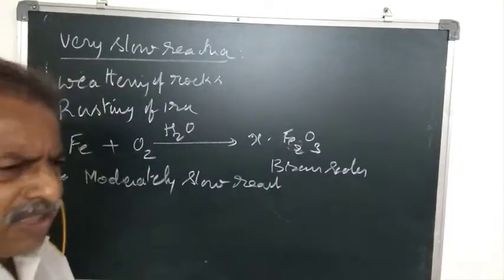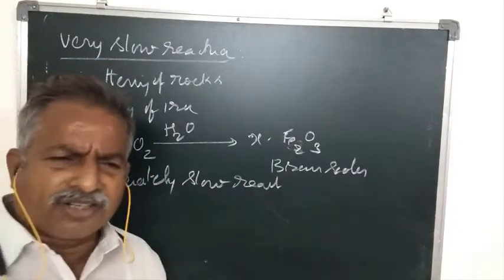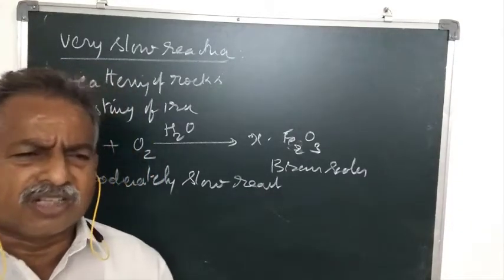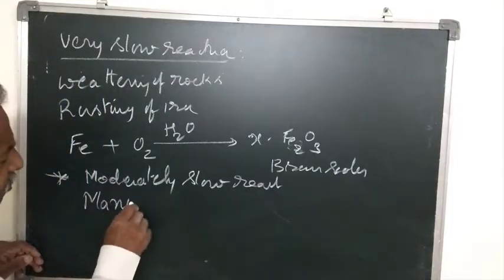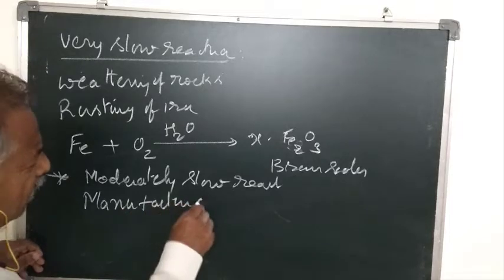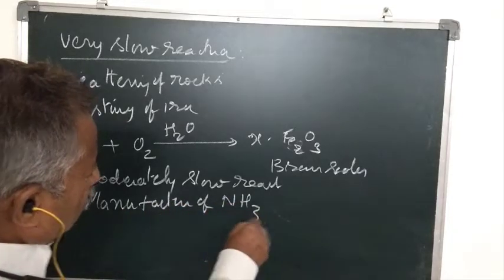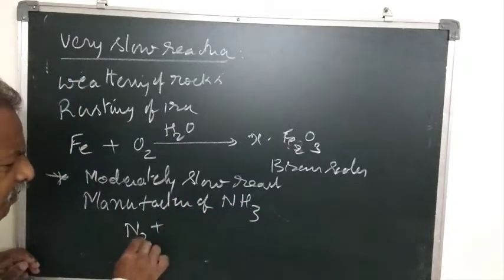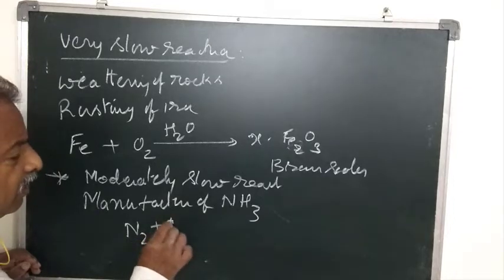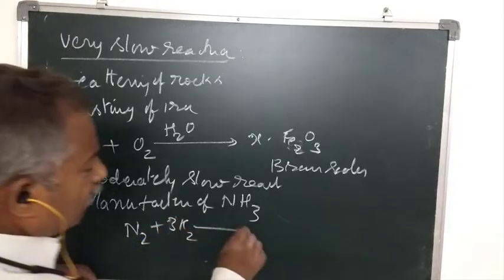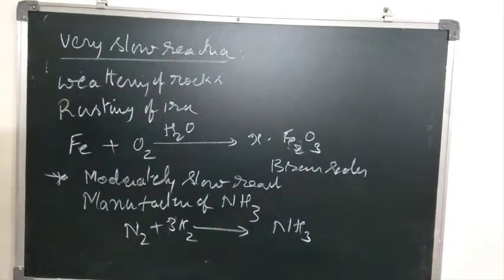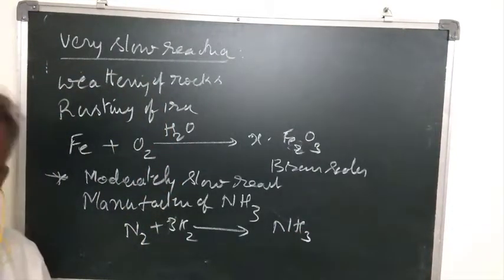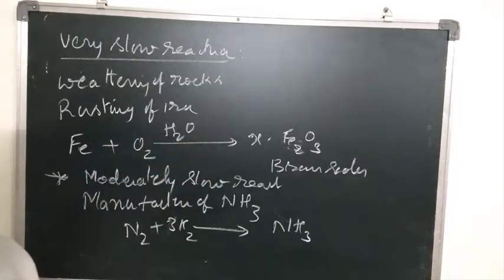Moderately slow reaction means the rate or speed of the reaction lies in between very fast reactions and very slow reactions. For example, manufacture of ammonia. Nitrogen and hydrogen combine and we get ammonia. It takes considerable time, but it is not very slow like rusting of iron or weathering of rocks, etc.